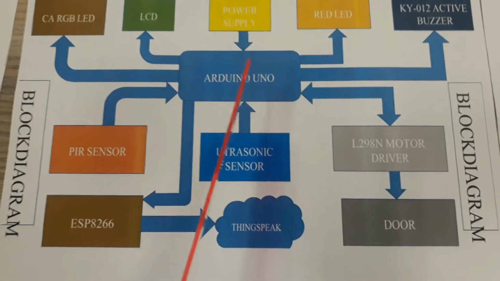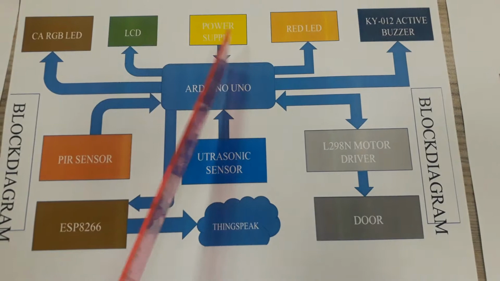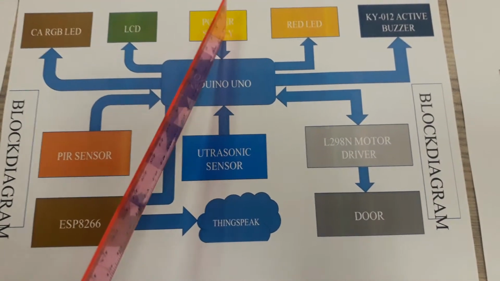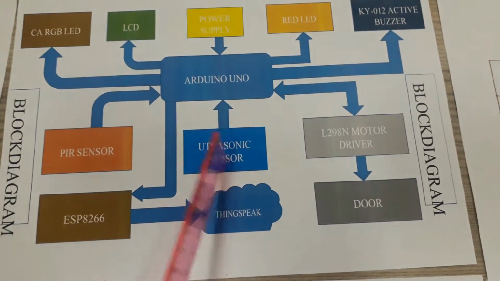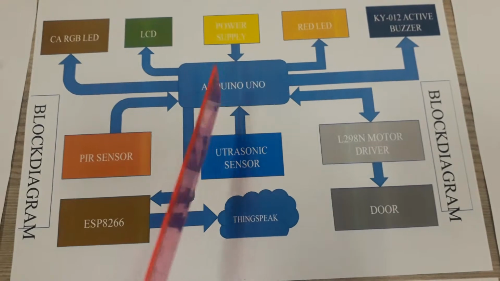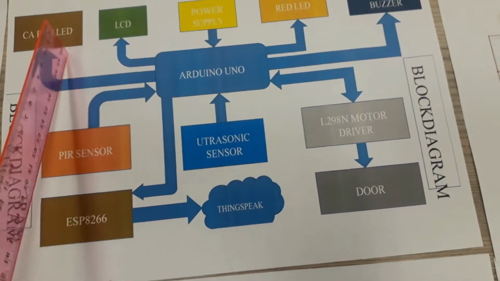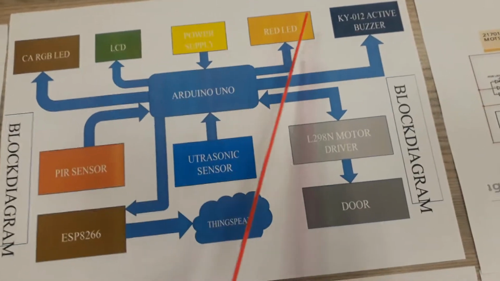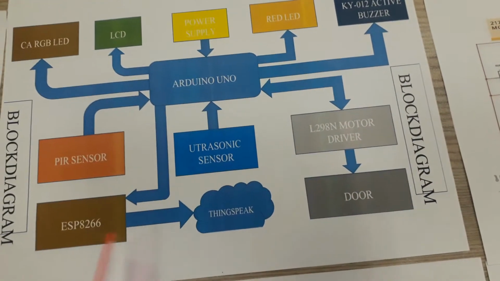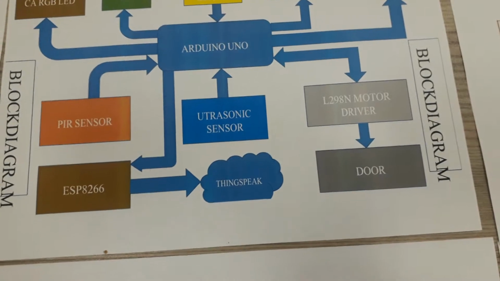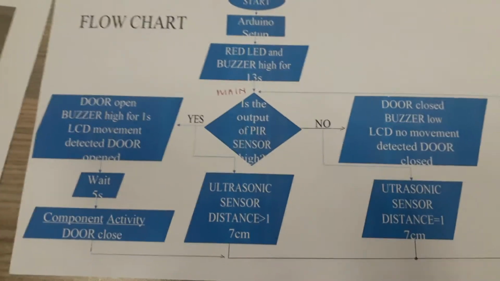And then on the next slide, it will be my block diagram, which represents the hardware of my project. As you can see, I have an Arduino Uno, which will be powered by a 5-volt supply coming from my laptop. The PIR sensor and ultrasonic sensor will be the input to the Arduino Uno. The rest of the components will be outputs. That is the RGB LED, LCD, red LED, the buzzer, the motor driver, the door, and the ESP8266.